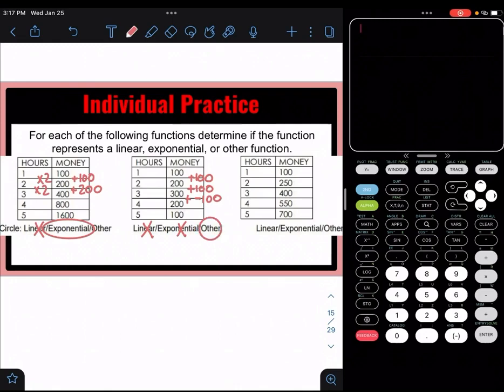And let's look at this last one. 100 to 250 is add 150. 250 to 400, add 150. And the pattern continues, making it linear because we're adding the same number.